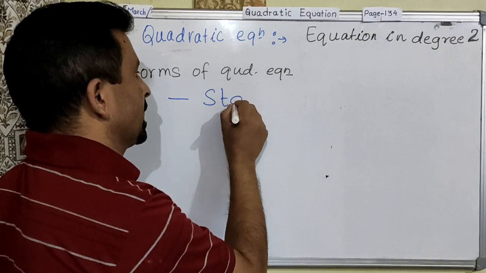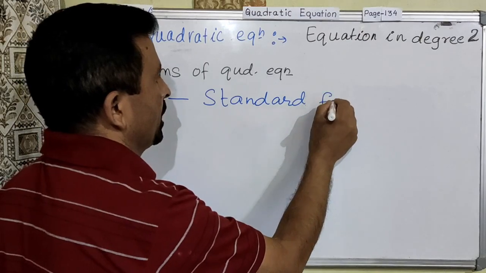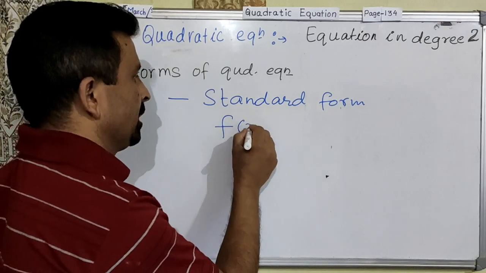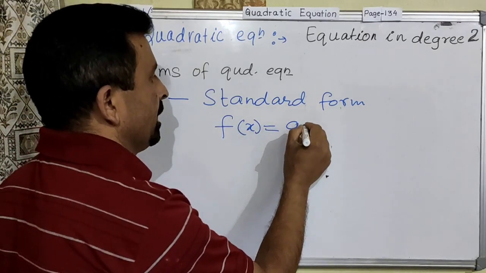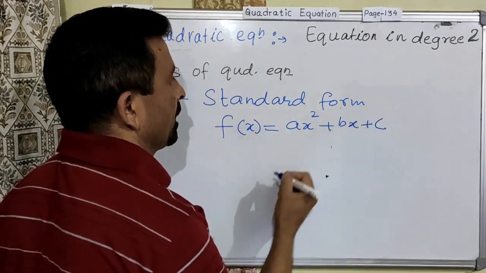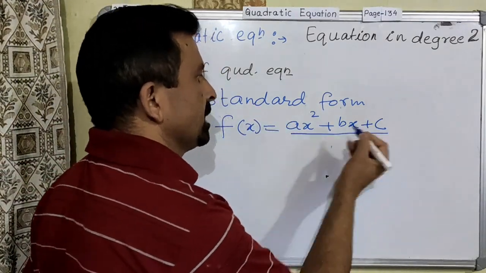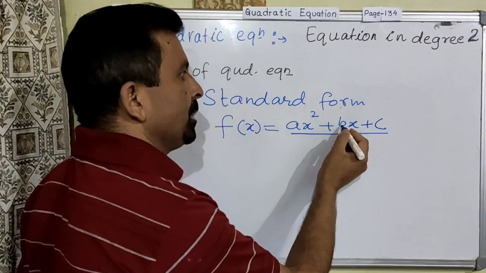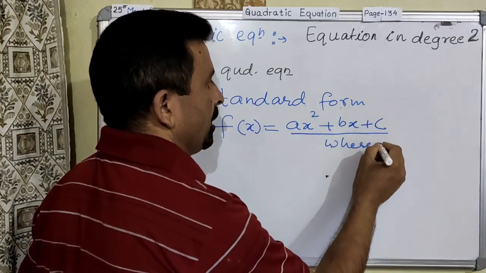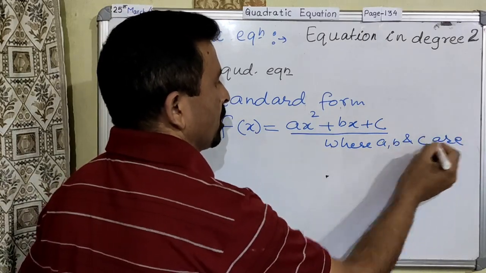The first form of quadratic equation is named as standard form. Clear? In the standard form, the quadratic equation is written as f(x) is equal to ax square plus bx plus c, where a, b and c are constants.